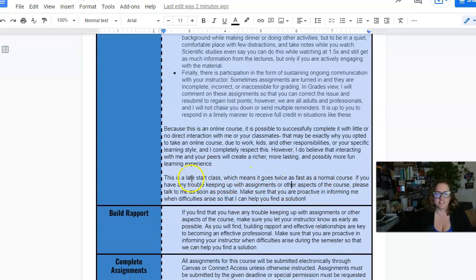Oh, keep in mind, this is a late start class, so we go twice as fast as this lab normally goes because we have to get through all the material in half the time, okay? I don't think it should be a huge problem in this class, but do make sure that you are keeping up with your assignments, which are always due the following Sunday. And if you have any questions, again, let me know.